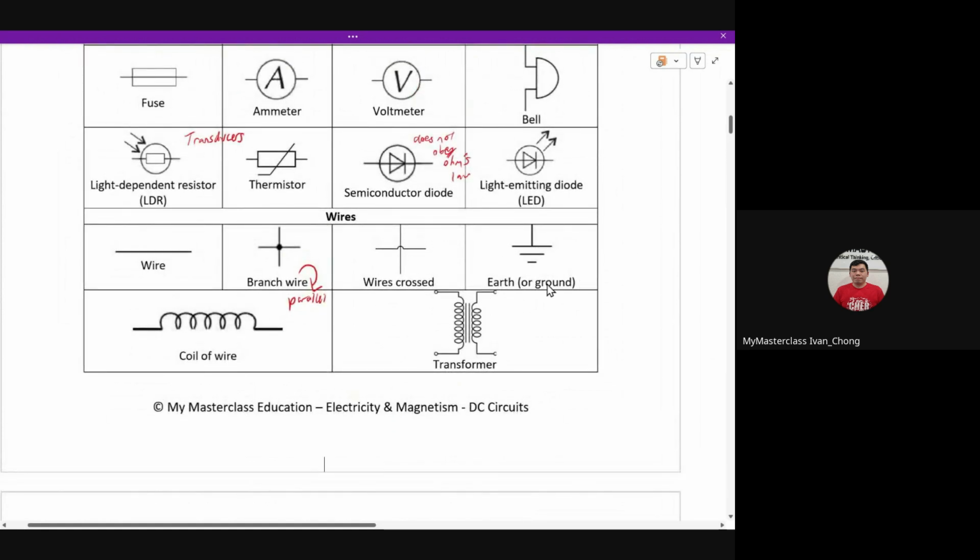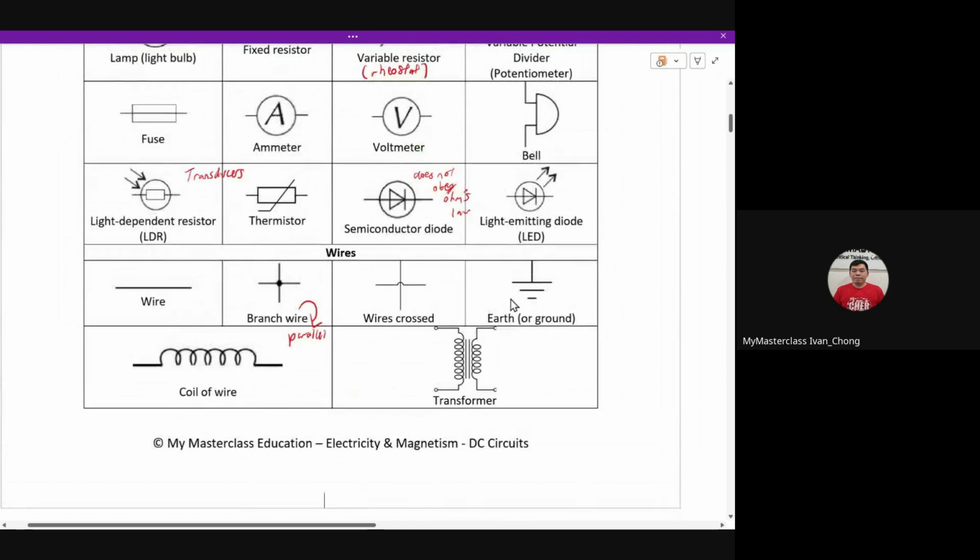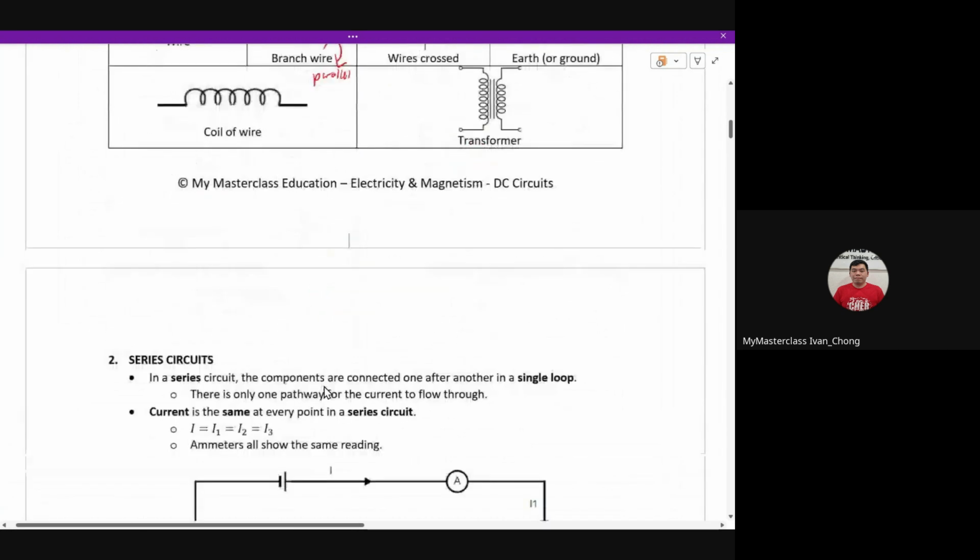Same thing for your earth and ground. So if you have done your static electricity, this is the symbol for grounding or earthing itself. This one we also learn in your next chapter on practical. Coil of wires and transformers, we only learn this in your second last chapter. Okay, so which is still some time later.